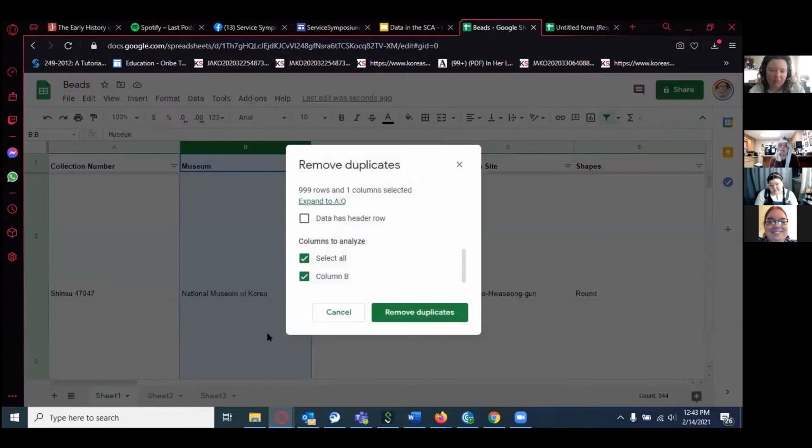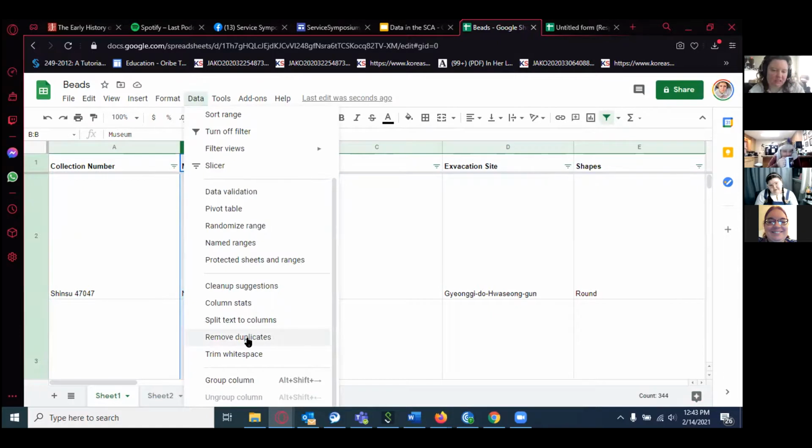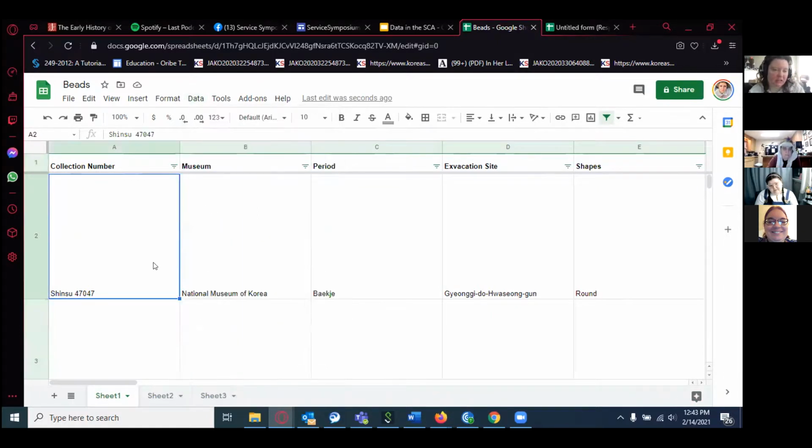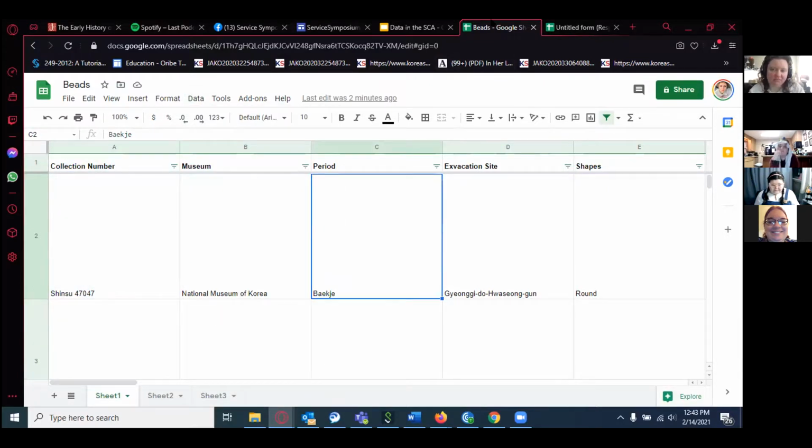You can also remove duplicates. And I would strongly rethink before just clicking remove duplicates. I would only do this if you have a column that has a specific unique value, such as maybe you're asking for an SCA member's SCA ID, and that is a unique number. That's the only time when I would blatantly just remove the duplicates, so that you're not removing legitimate data. Just like one or two.